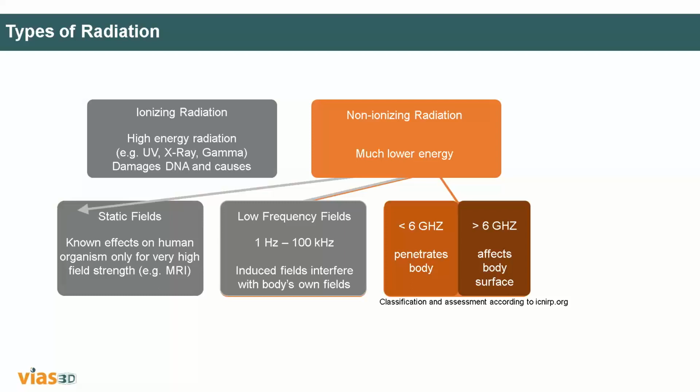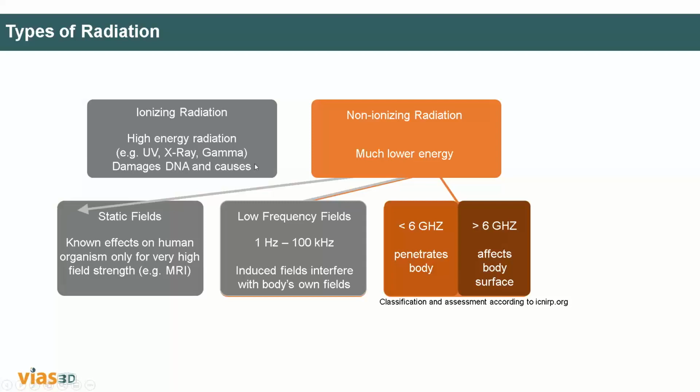I'm not saying that it is not an issue, but if you want to know more about the effect on the human body, just look at this. There are different kinds of radiation. One is ionizing radiation, the other is non-ionizing. Ionizing radiation is the most important one, like UV, X-ray, gamma.